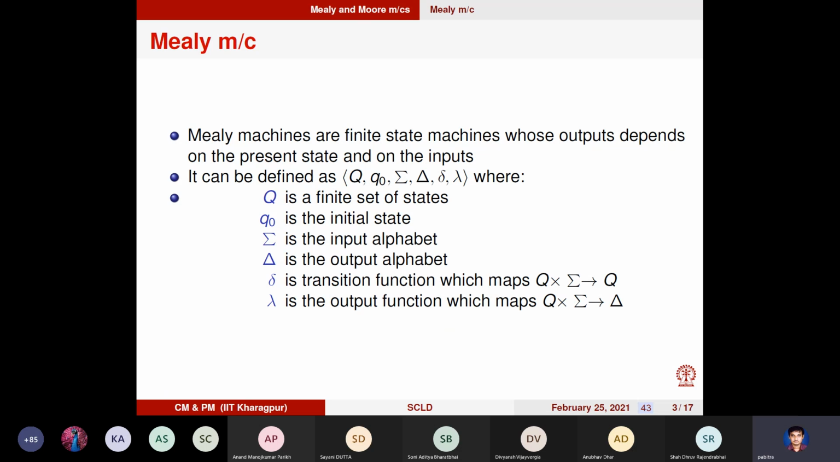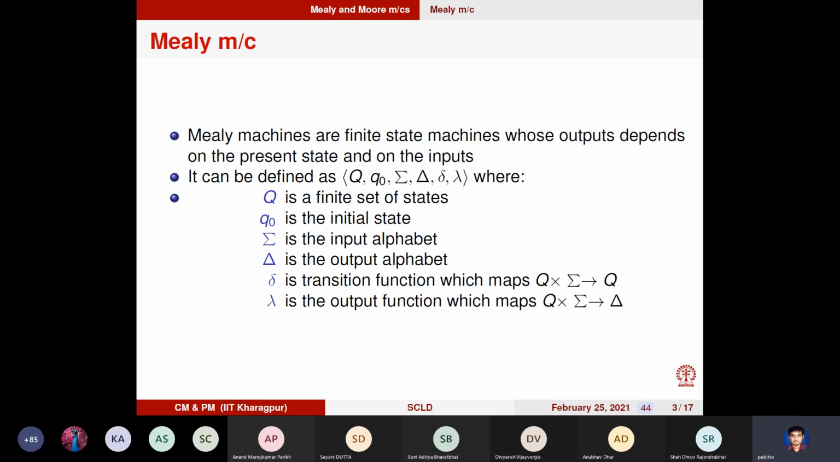Can you tell me, for a Moore machine, what is the only part that will change in this definition? Which term, Q or Q naught or sigma, delta, which one will change? Lambda will change. Instead of Q cross sigma to delta, it will be just Q to delta. It's not dependent on sigma. So that's the difference.